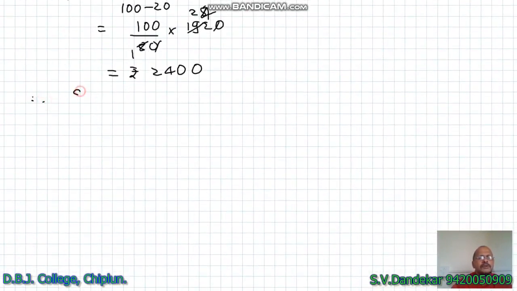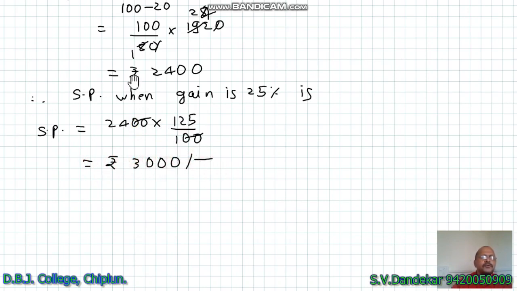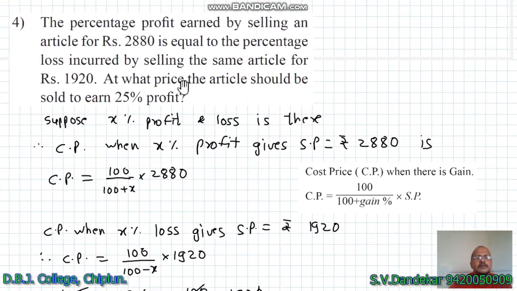And therefore selling price when gain is 25% is SP equal to 2400 into 125 upon 100. This is equal to rupees 3000, and therefore I can say that the answer is the article price should be rupees 3000 to earn 25% profit.